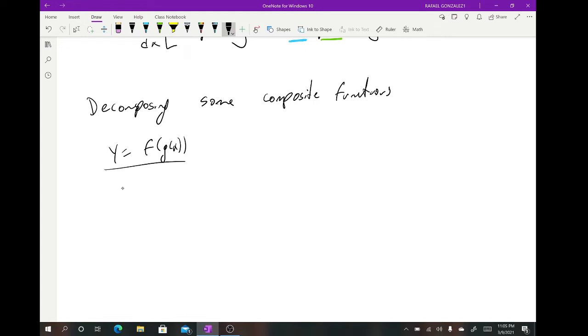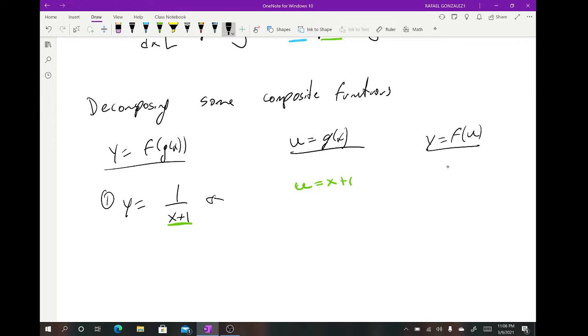Let's say you're given, I don't know, let's say y equals 1 over x plus 1. Then I'm going to say that u, meaning the g of x, is going to be equal to, well, the inner function. In this case, the inner function is the function in the denominator, which means that u equals x plus 1. And then the outer function, f of u, is y equals 1 over u.